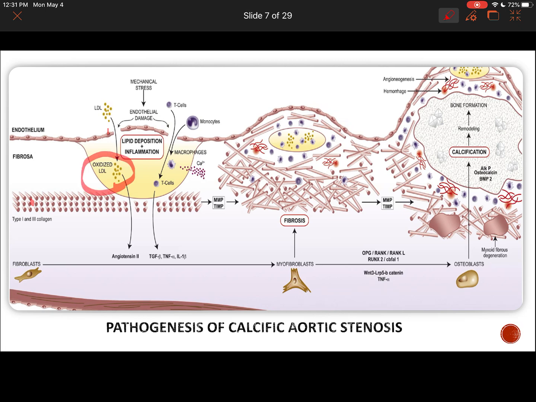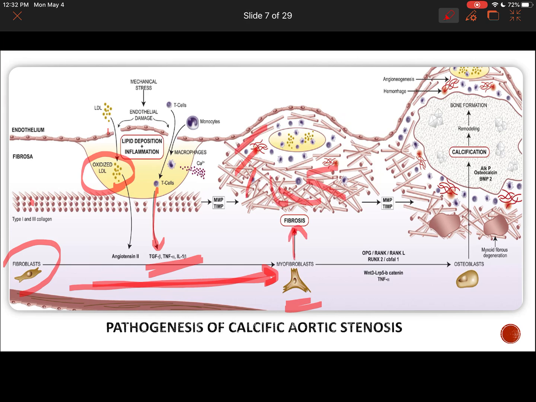So the oxidized form of low density lipoprotein will cause even more inflammation, and eventually there will be release of pro-inflammatory cytokines, like TGF-beta and TNF-alpha. These pro-inflammatory cytokines basically drive the conversion of a fibroblast into a myofibroblast, right? And then the myofibroblast will cause intense fibrosis of the valve. This intense fibrosis will eventually lead to thickening and stiffening of the valve.